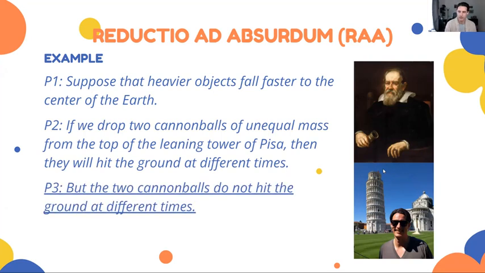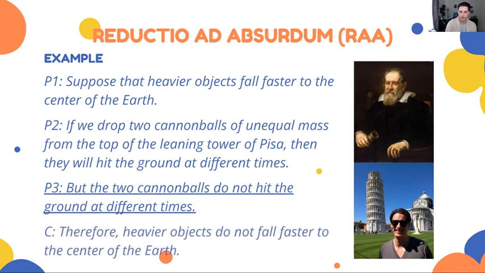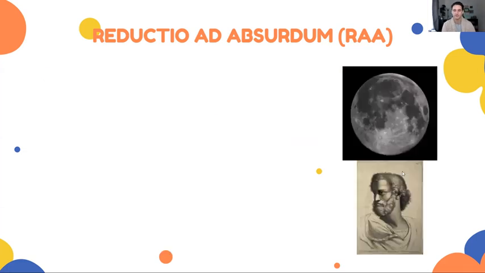But what happens when we drop the cannonballs? They don't hit the ground at different times. They roughly hit the ground at the same time, right? So what do we conclude from that? Well, therefore, heavier objects do not fall faster to the center of the earth. So this is meant to be a very famous refutation that Galileo performed by doing these experiments at the top of the Leaning Tower of Pisa.